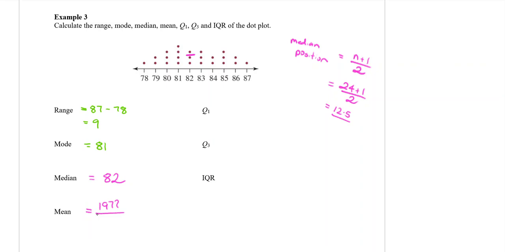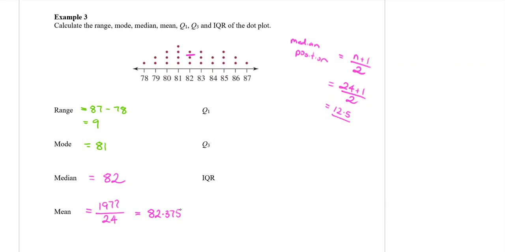1977 over, now what does it have to be over? The number of dots, which was not 25. 24 dots. So 1977 divided by 24 makes, very good, 82.375.